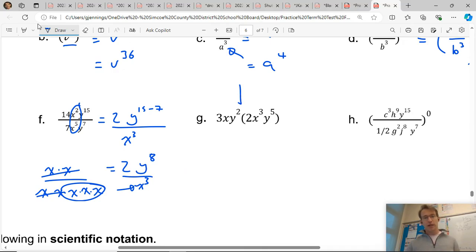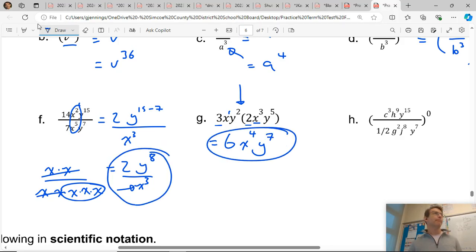Here we are multiplying two powers. They have similar bases. 3 times 2 is 6. It's not 5. We don't invent new rules of multiplication. x to the 1 multiplied by x to the 3 is x to the 3 plus 1. That's x to the 4. And y to the 2 times y to the 5 is y to the 7. Done. Final answer. Circle your final answers. I like that.